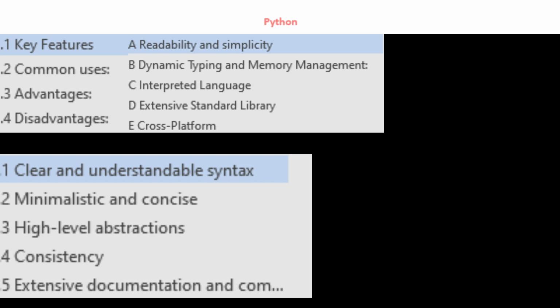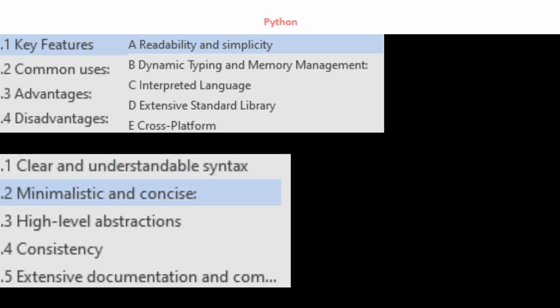Clear and understandable syntax. Python's syntax is designed to be clean and straightforward, mimicking natural language to some extent, which makes the code easier to write and read. Example: using indentation to define code blocks instead of braces or keywords.